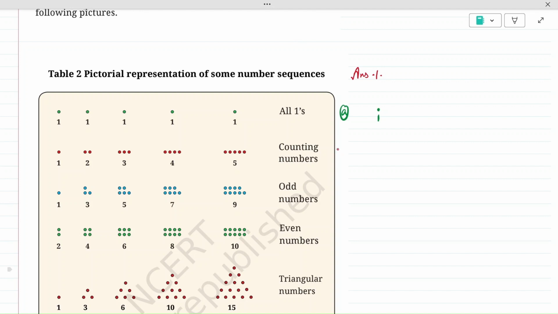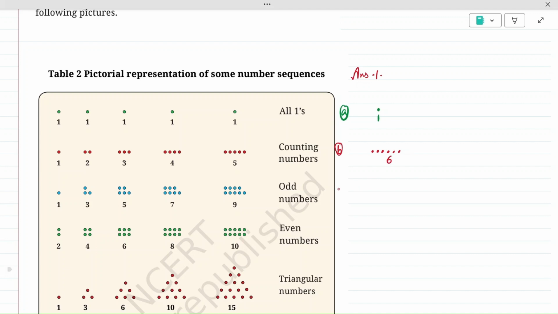Next we have counting numbers. So counting numbers means 1 dot, 2 dots, 3 dots, 4, 5. So next will be our 6 dots. 1, 2, 3, 4, 5, 6. And I'm writing 6 here.